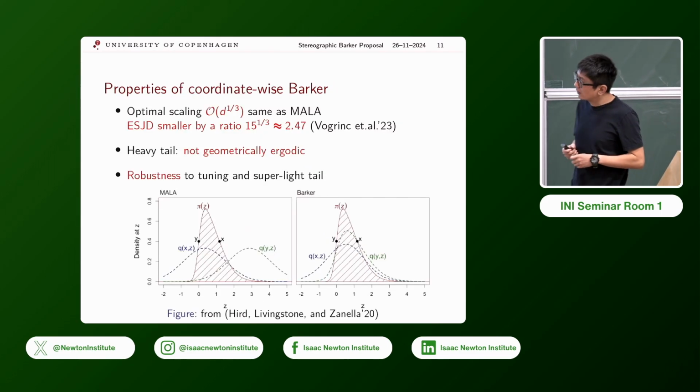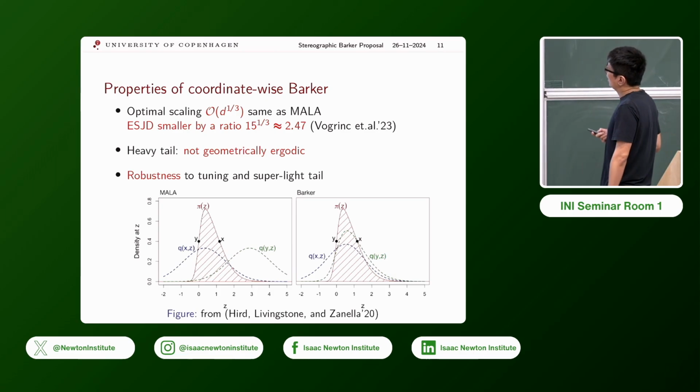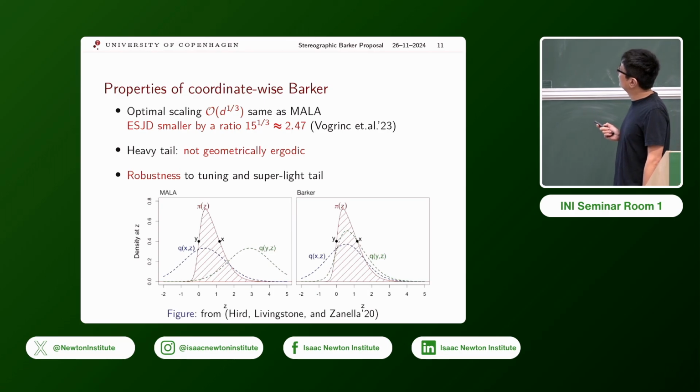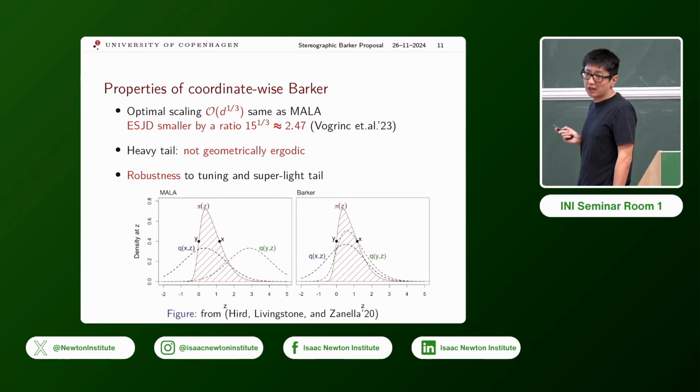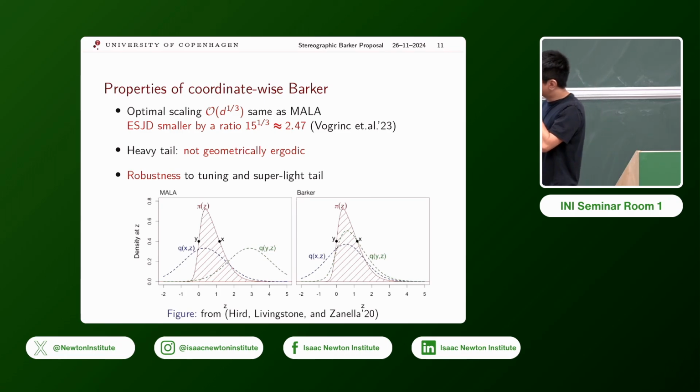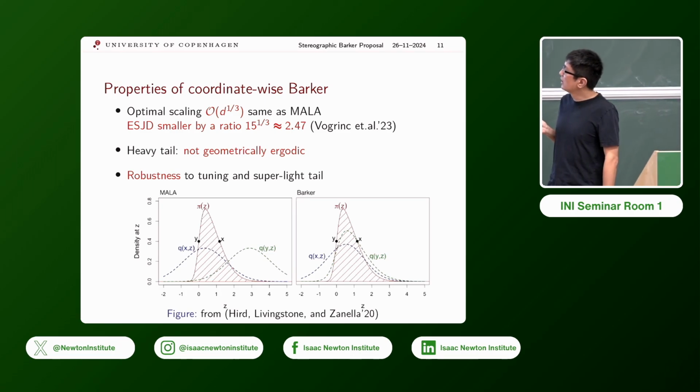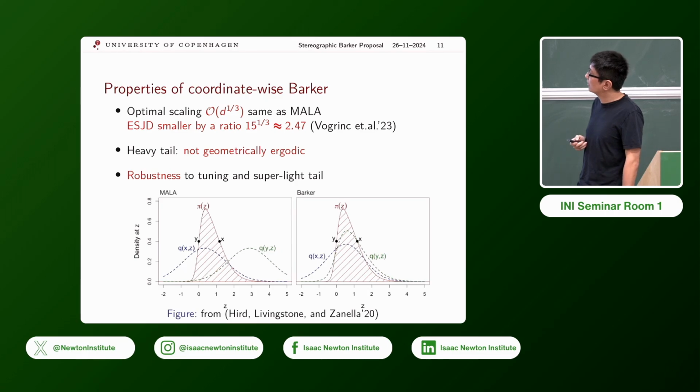Okay, so there's a very nice property of this Barker proposal. In this paper by Yuri Vogrik and also Simon Giacomo, they prove the optimal scaling for this coordinate-wise Barker has the same order d to the 1/3 as MALA. But if you look at their result, they have this maximized expected square jumping distance. Compared with that distance for MALA, there's a loss of a constant for the jumping distance, roughly 2.5 times. So the order of scaling with the dimension is the same, but there's a loss of a constant.